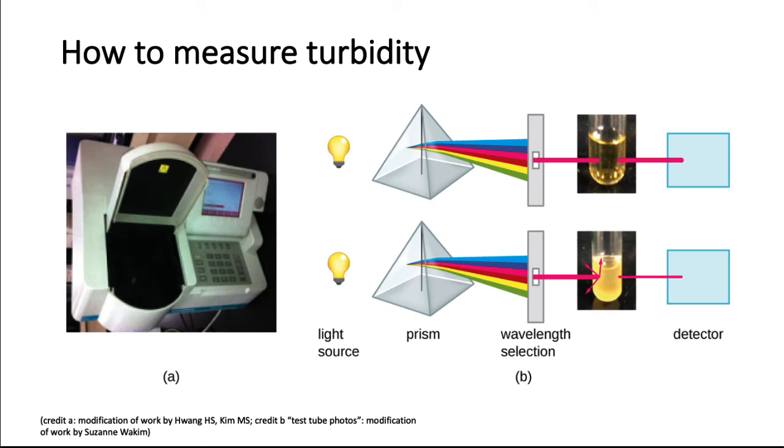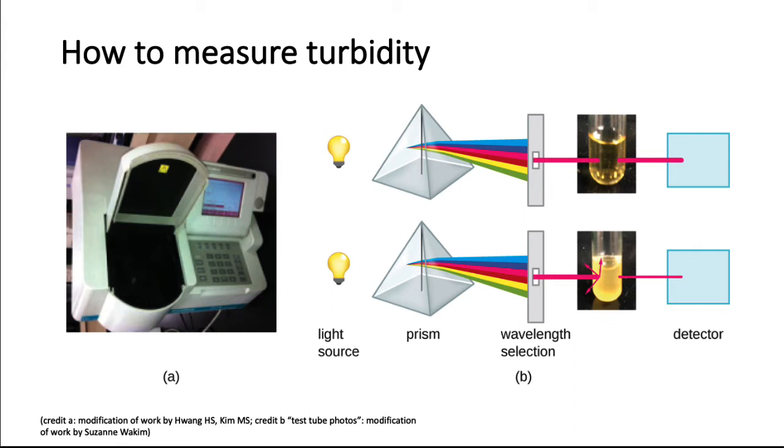This is a picture of a spectrophotometer. Spectrophotometry is based on a beam of light of a certain wavelength passing through your sample. In this particular case, we are using 600 nanometers. The clearer the solution, like the one you see on the top, the smaller your optical density is going to be. The higher the turbidity, the higher your optical density is going to be, because it's cloudier.